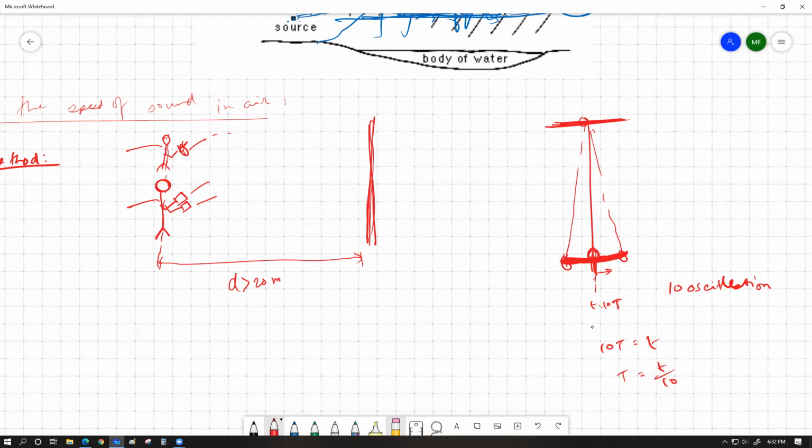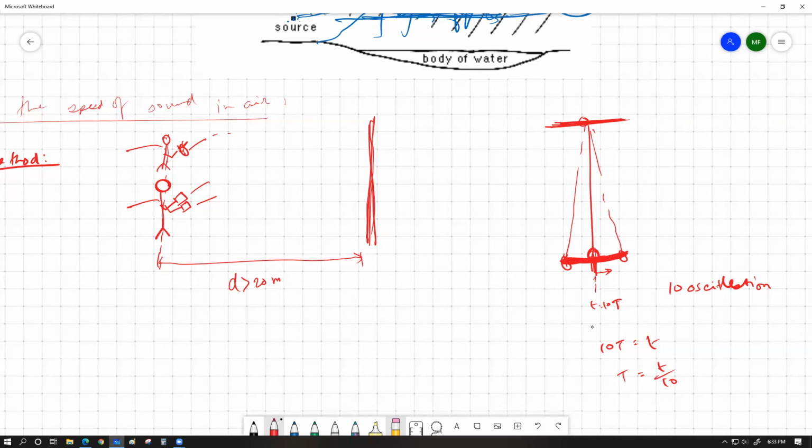The reason we prefer to observe more than 1 time period for any measurement, I mean, you might wonder why we are not only measuring the time period for only 1 oscillation. Why is it important that we have to measure it for 10 oscillations? Why is that?